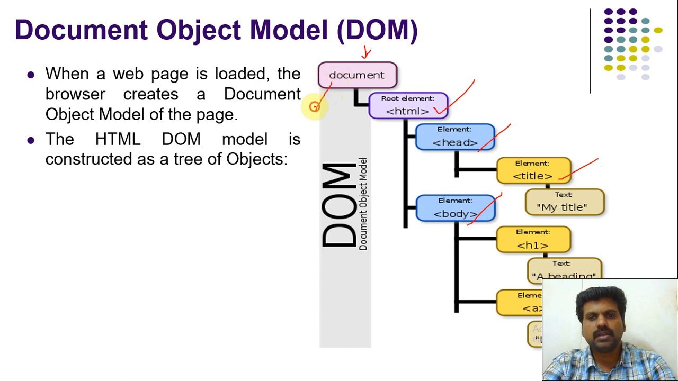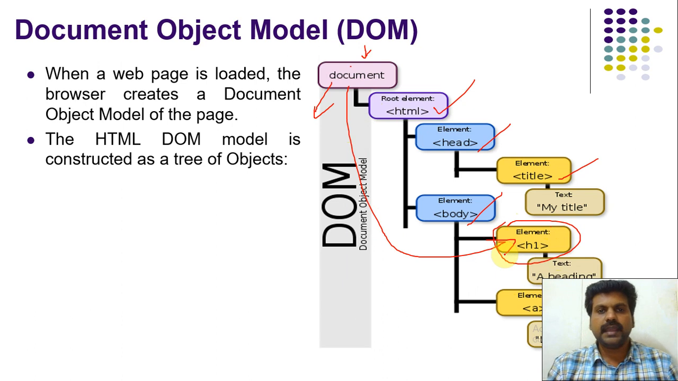Using this document object, we can traverse to any element, to any node. We can search. For example, if I want to do something with the h1 element, I can use this document object and find this element. Using this document object, I can reach this element and perform some dynamic actions on that particular element. That's the purpose of why we are using the document object model.